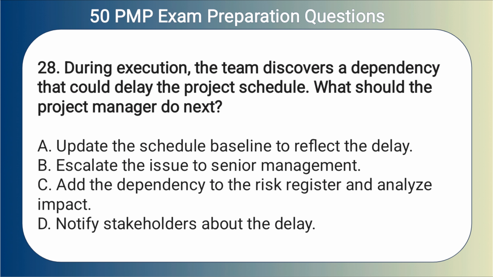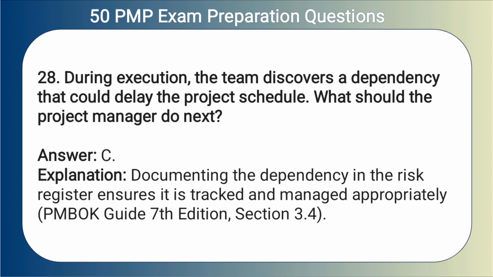28. During execution, the team discovers a dependency that could delay the project schedule. What should the project manager do next? A. Update the schedule baseline to reflect the delay. B. Escalate the issue to senior management. C. Add the dependency to the risk register and analyze impact. D. Notify stakeholders about the delay. Answer: C. Explanation. Documenting the dependency in the risk register ensures it is tracked and managed appropriately.